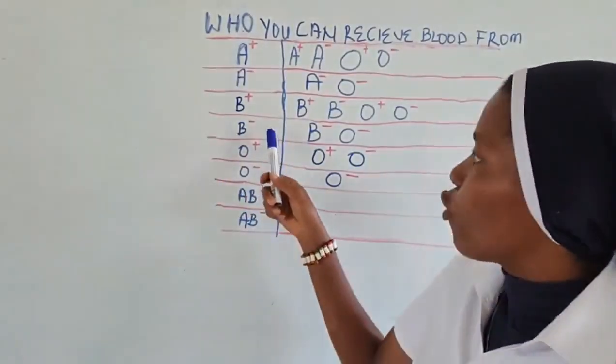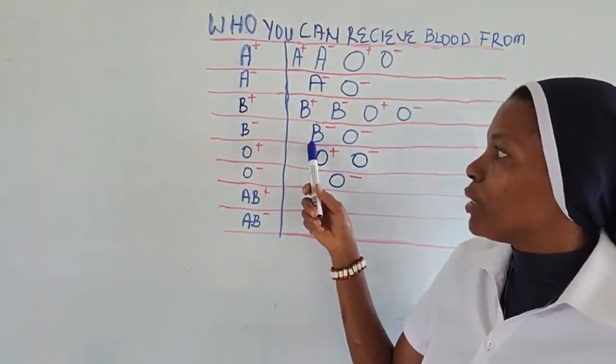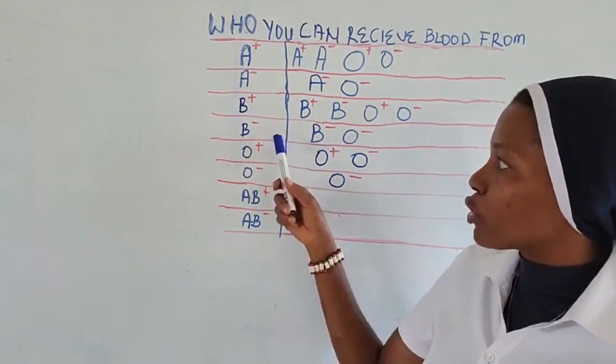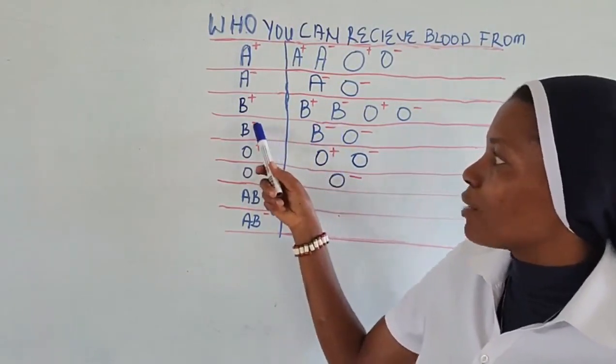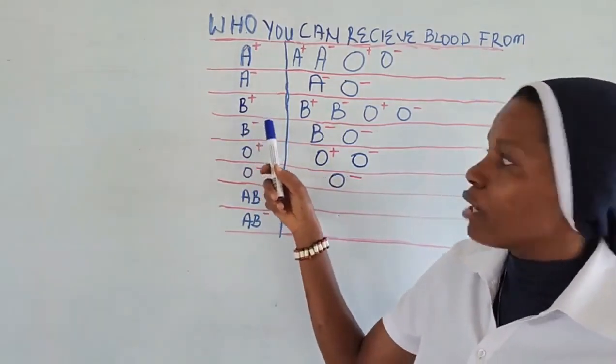An individual who is B negative can only receive blood from an individual who is B negative, or an individual who is O negative. This is because if he receives blood from anyone who has a positive factor, there is going to be reaction due to the presence of the Rhesus factor.